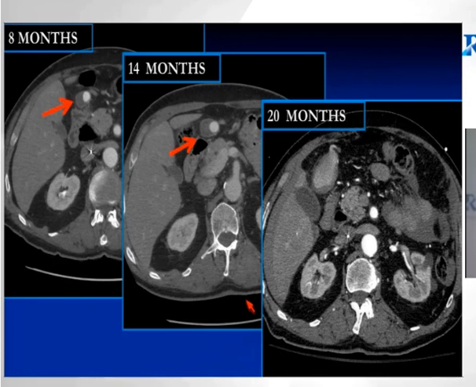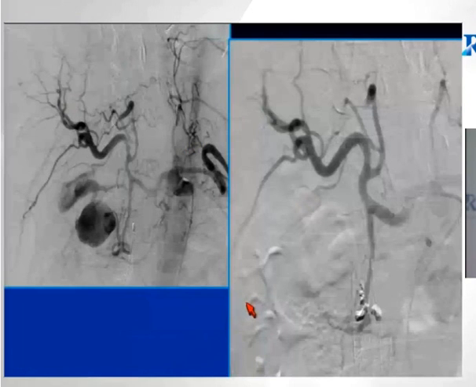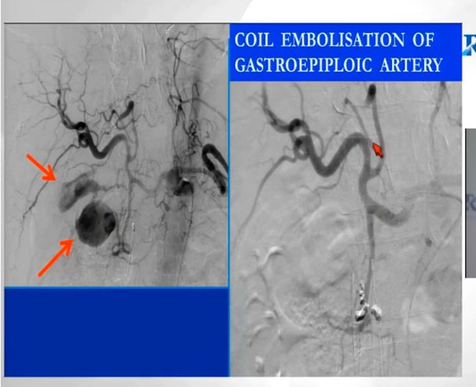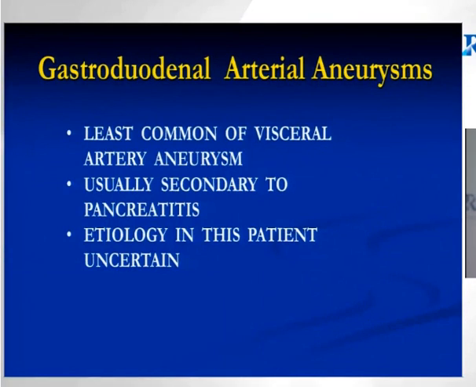Luckily enough, we had good interventional radiology, who was able to very quickly embolize the feeding vessels and prevent this patient from exsanguinating from a gastroduodenal artery aneurysm. That's just showing you the aneurysms and the coil embolization. So GD artery aneurysms are the least common of visceral artery aneurysms, usually secondary to pancreatitis. We didn't really know the etiology in this particular patient.